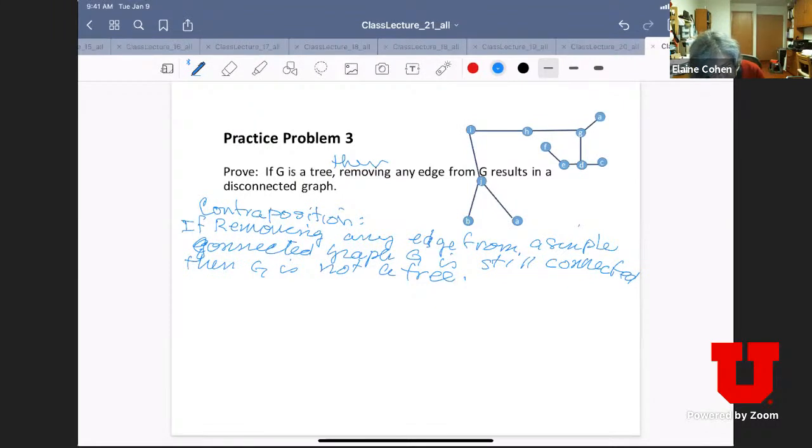So what do we say? We say, suppose we remove, this is removing any edge. Let me phrase it better. If there exists an edge AB such that if we remove it from the graph, it only has to have one edge, it's still connected, then the original graph wasn't a tree. We don't have to be able to remove any edge, just if there's one edge, that disqualifies it from being a tree.